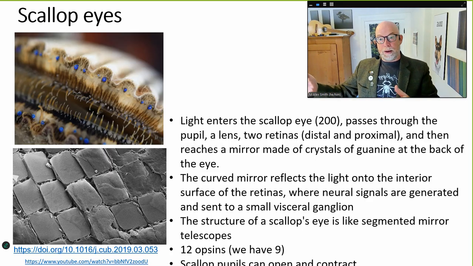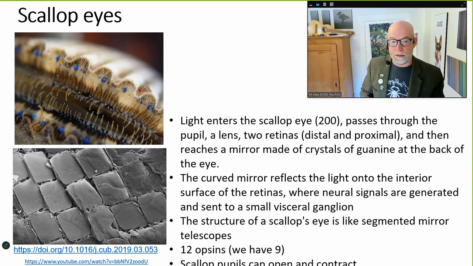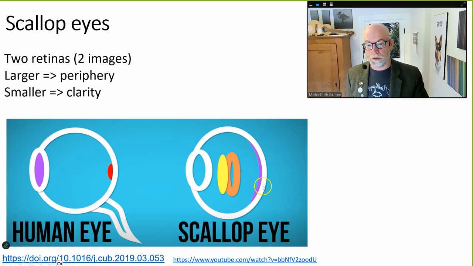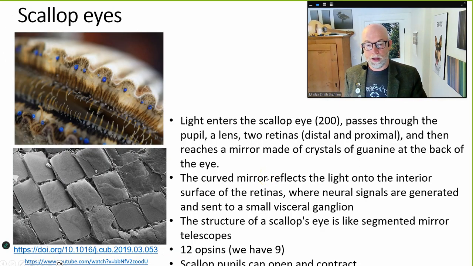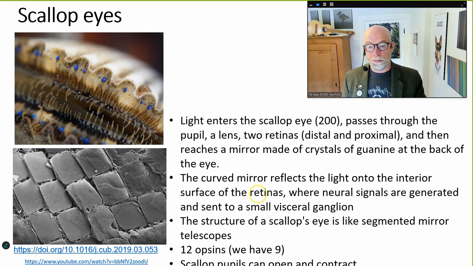But the other cool thing about it is that it's passing through a mirror. Again, this is another way of amplifying the signal. And the mirror is made of crystals of guanine that are at the back of the eye. So this is their crystals of guanine back here, the purple. So it's structured less like a camera as our own eye or the other molluscan lineage, the octopuses, but more like a telescope. And they can open them, they can contract them. So the mantle providing eyes for mollusks.